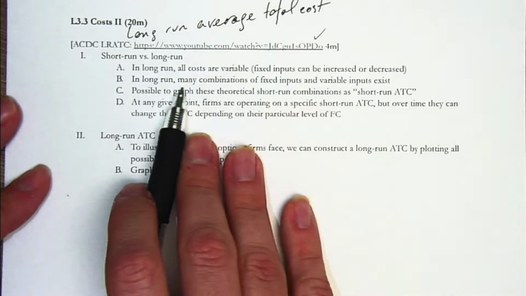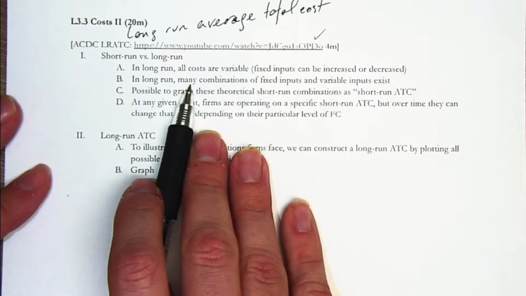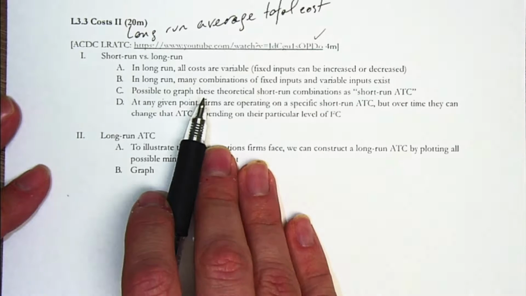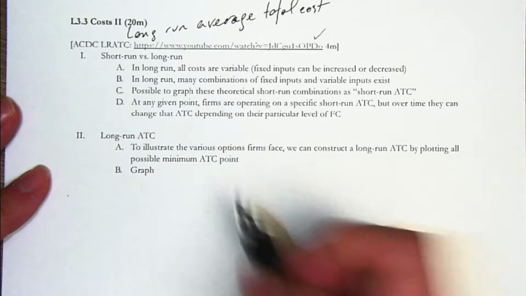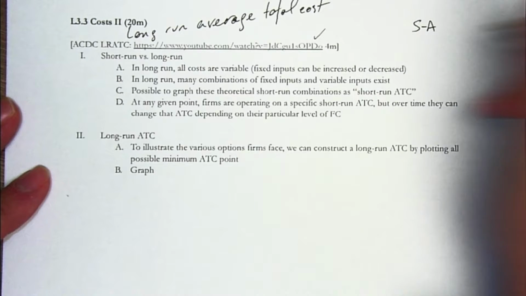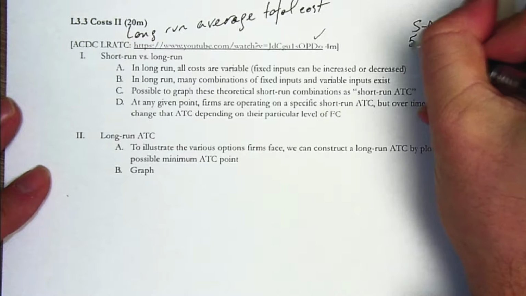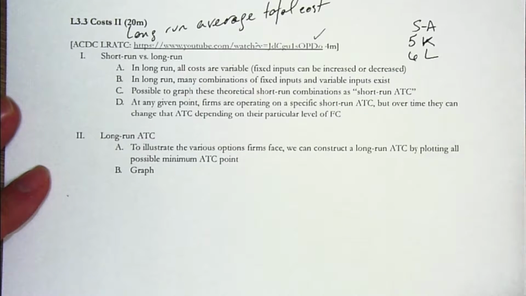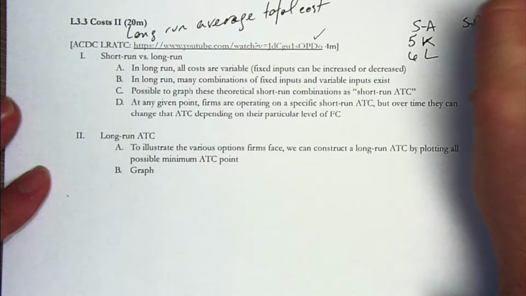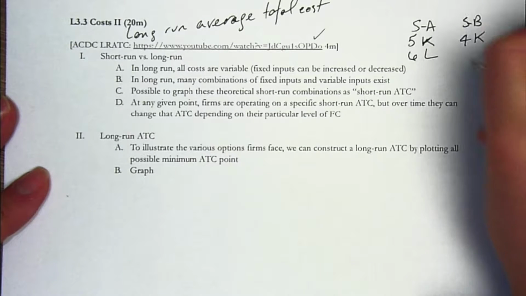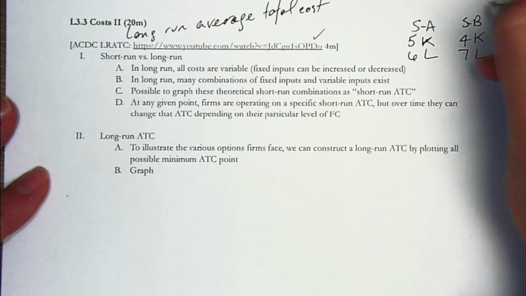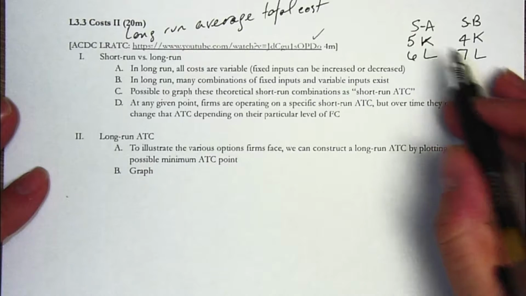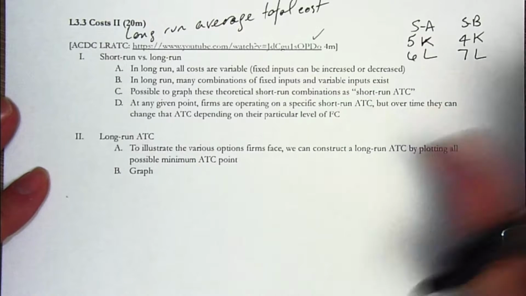In the long run, because of that, you would have many or infinitely many combinations of fixed inputs and variable inputs. You could think about a scenario, we'll say scenario A, where you have 5 units of capital, or K, and 6 labor. And you could have scenario B where you'd have 4 units of capital and 7 laborers. And you could have an infinite number of combinations of labor and capital, scenario C and so forth.